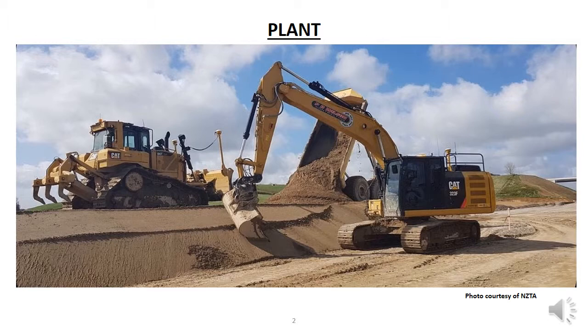Some plant, such as excavators and bulldozers, are designed to cut and move material. Other pieces of plant, such as trucks, transport it. Rollers or compactors are plant that are designed to compact the soil, while graders are designed to trim and shape the soil surface. Some plant, such as scrapers, can do more than one operation.